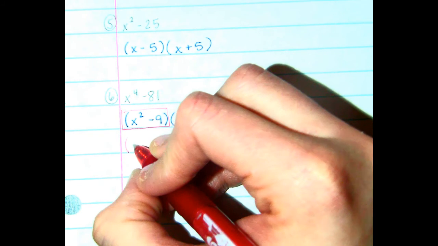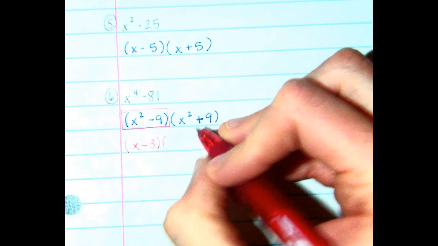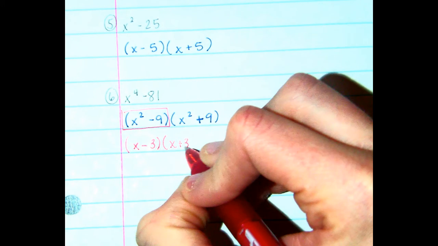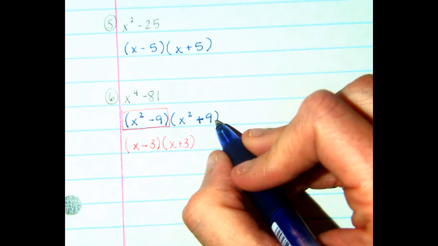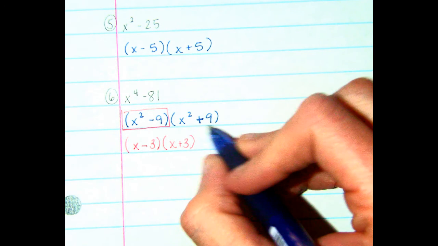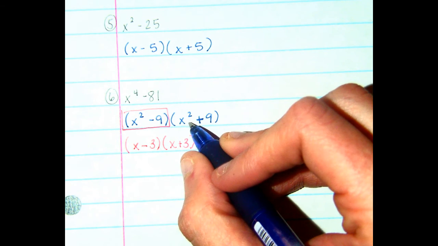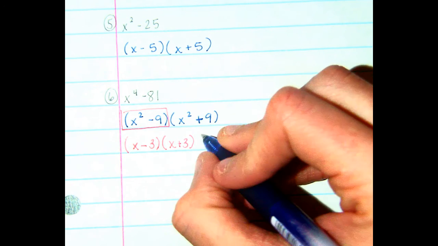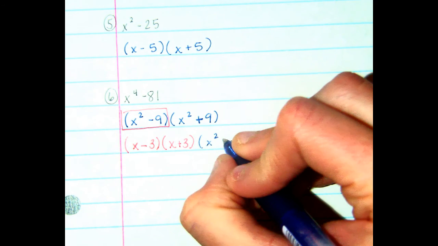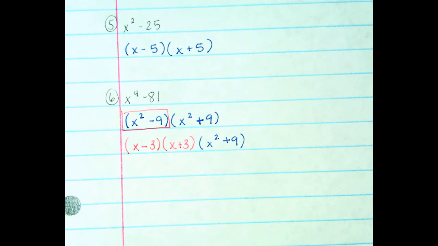X minus 3, x plus 3. I'm going to look at the other one. X squared plus 9. Will that factor? Is it perfect? X squared, is it perfect? Is it minus? It's not minus. It will not factor anymore. Bring it down. You cannot factor a sum of squares.